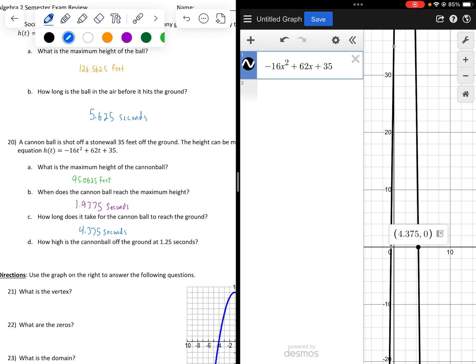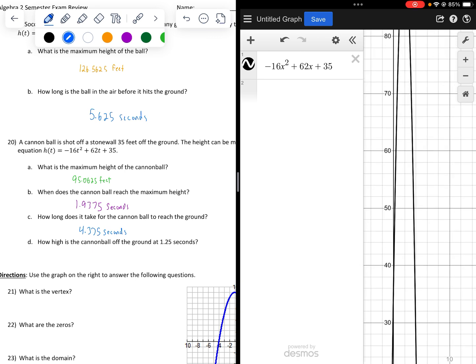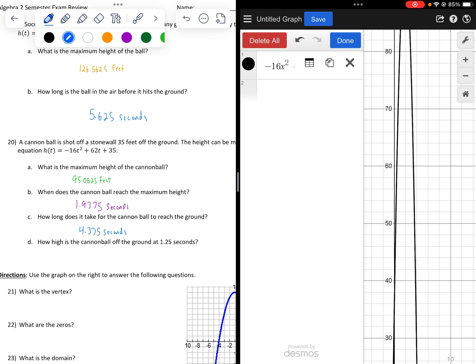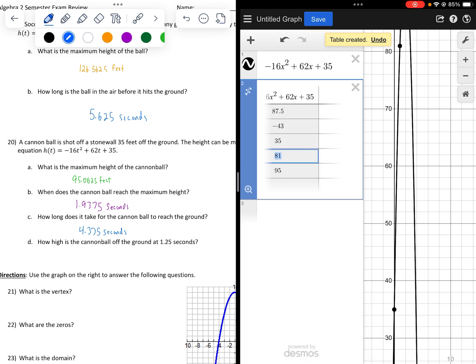And how high is the cannonball off the ground at 1.25 seconds? For this one, probably the easiest way is just make a table and type in 1.25 and get your y value of 87.5 feet. That's the easiest way to do that, I think.